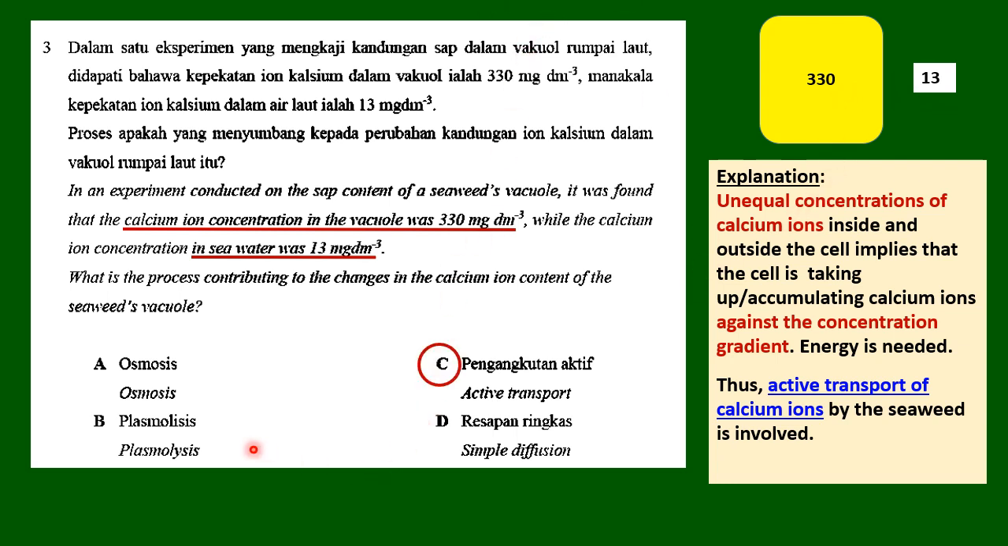So it cannot be osmosis, because osmosis is for water, the movement of water. And simple diffusion is not the right answer either, because in simple diffusion, dynamic equilibrium may be reached, where the concentration of the ions inside and outside the cell should be the same or almost the same. But in this case, there's a vast difference in the concentration of ion inside and outside the cell. Thus, it is active transport.